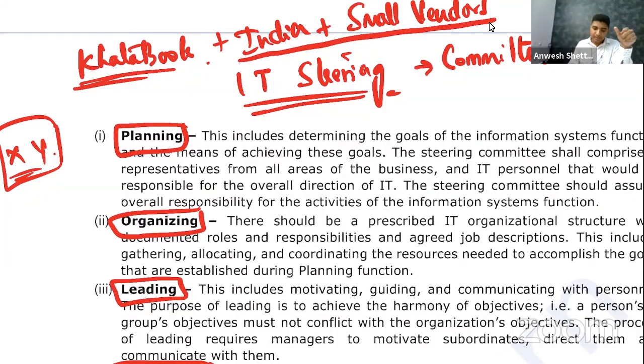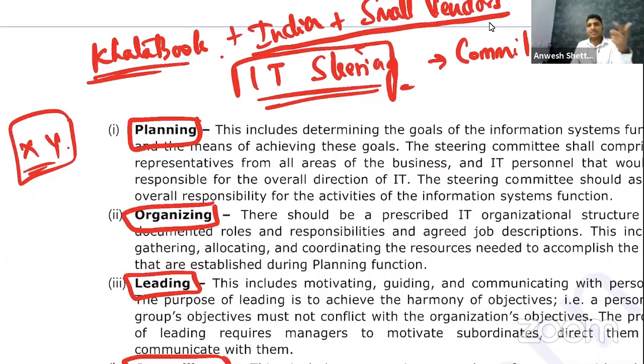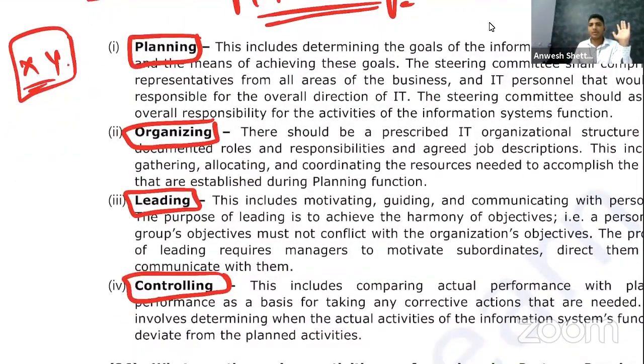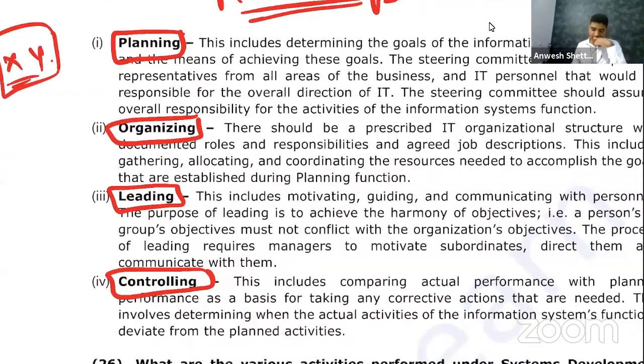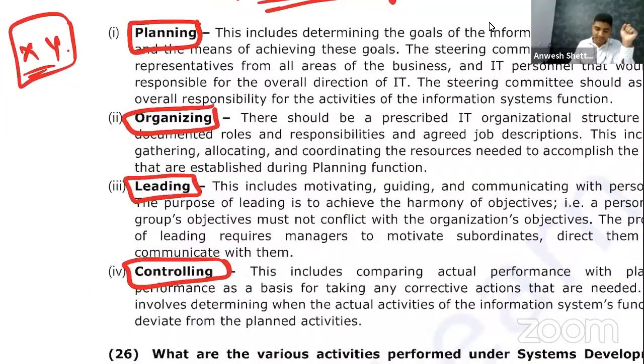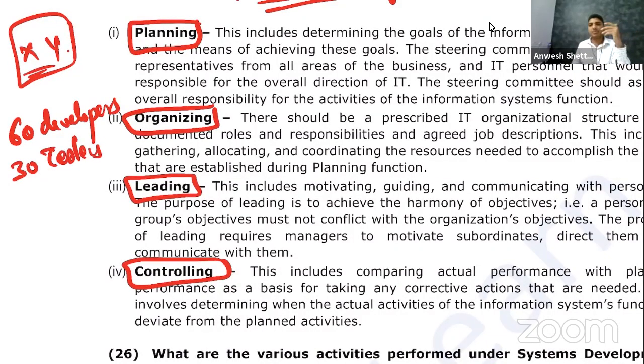Next, you appointed an IT steering committee. For the IT steering committee to work, they want certain systems in place. For example, the IT steering committee will say, we want 60 developers and 30 testers. So 60 people to develop and 30 people to test. Now, in organizing, you hire those people. So you also see whether the hiring happened properly or not, whether the required training was given or not. All these things you check.